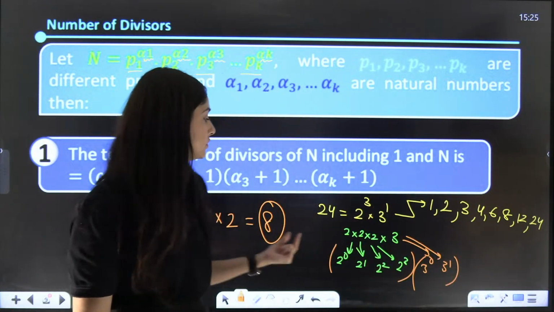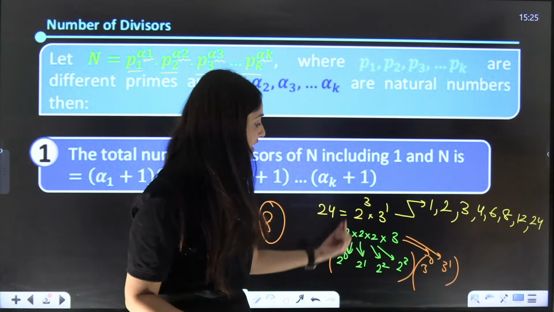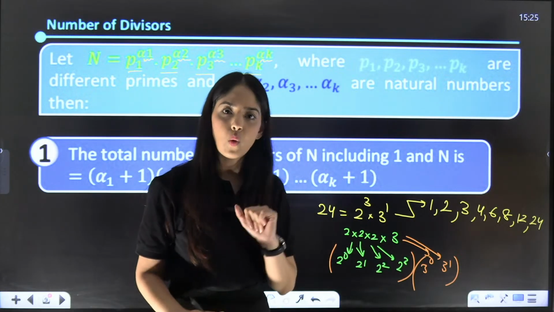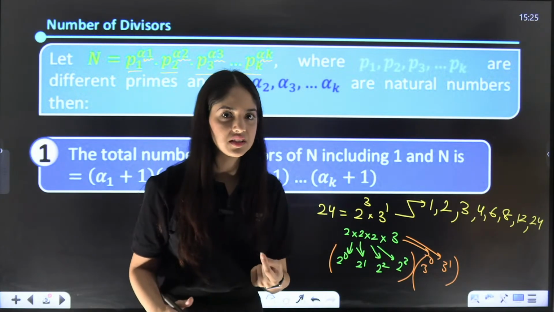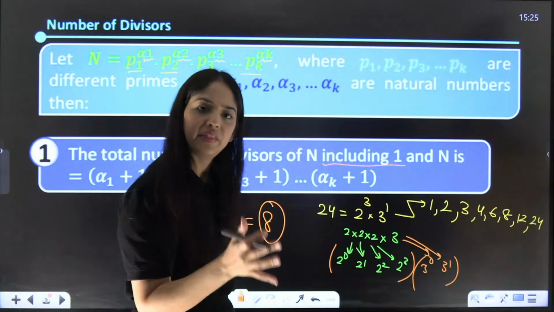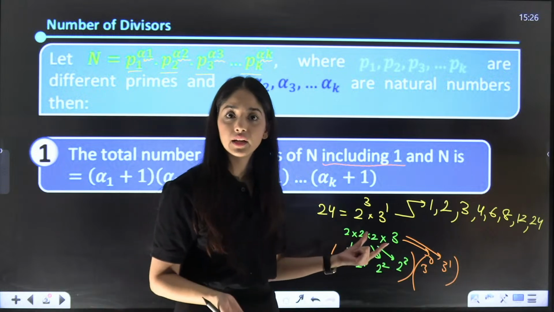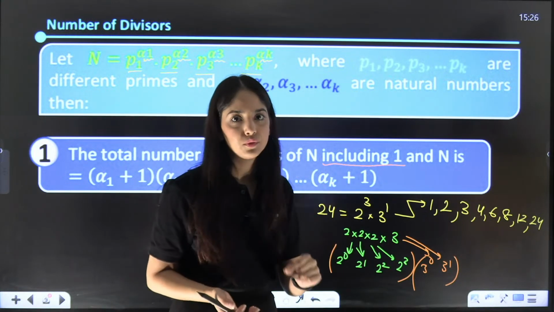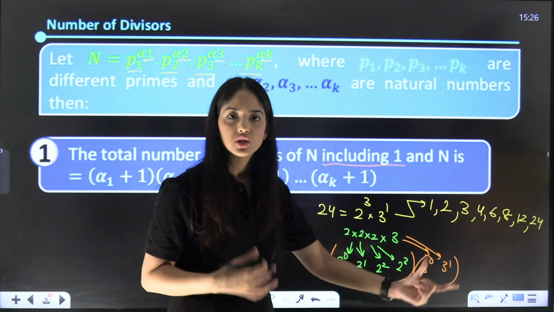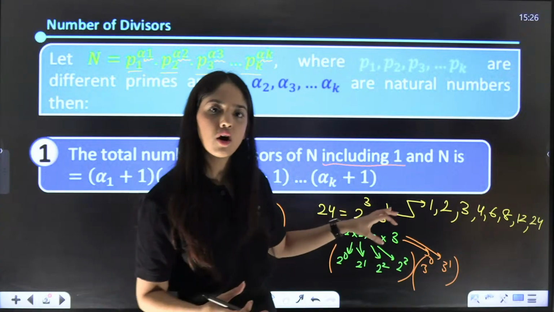Now we're not subtracting 1. Why? Because what is that case when we do not select any of them? We select 0 for here, 0 for here, we get 1, right? 1 would be the divisor. If we are including 1 as a divisor, then we are not going to subtract 1. If we were not including 1, then we would have to subtract that case when we are not selecting any of these prime numbers.